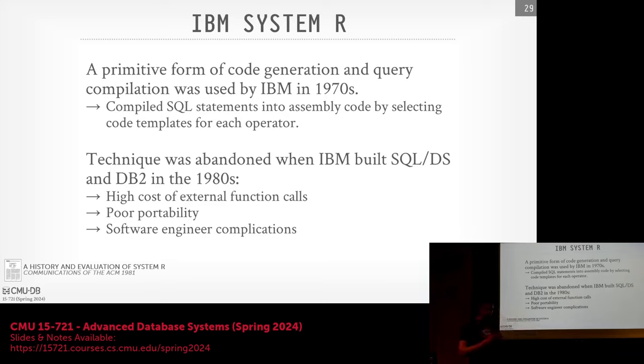Yes? What was the codegen cost, like the compilation cost? This is the 70s. I have no idea. It must have been high then as well, right? So the statement is it must have been high then. Yes, except the function calls were always expensive because the CPU sucked. It was mostly engineering reasons why they abandoned this.